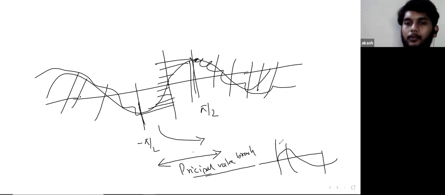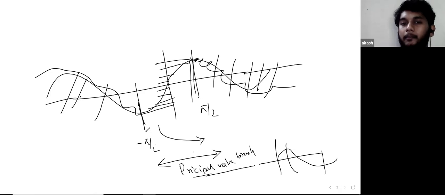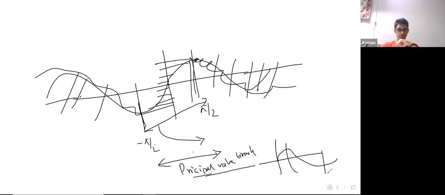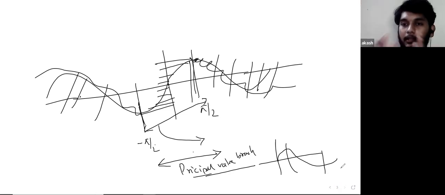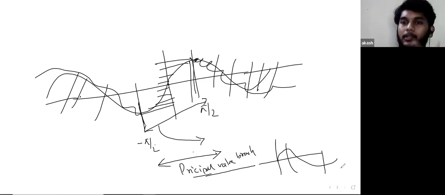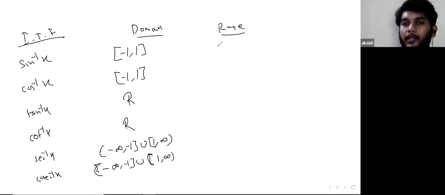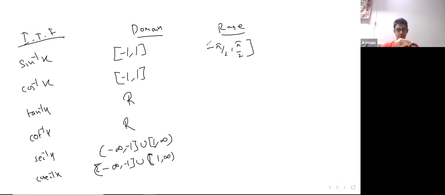So that is why the output has to be this one, minus pi by 2 to pi by 2 for sin x. We cannot write R, because if you write R, then the outputs are different, the values keep repeating. Is this clear? Yes, I got it. So that is why we have to write the range of this as minus pi by 2 to pi by 2. I hope why this is happening is clear.